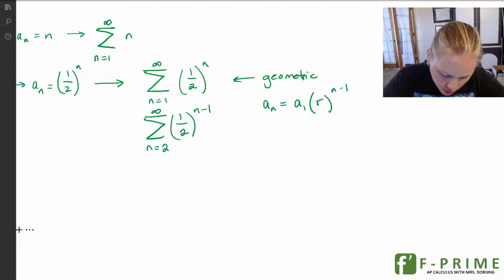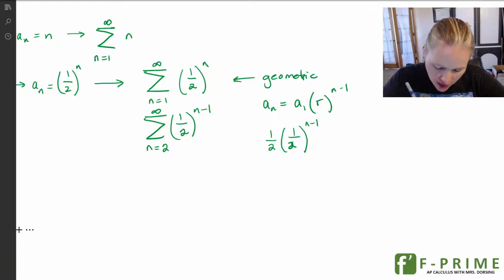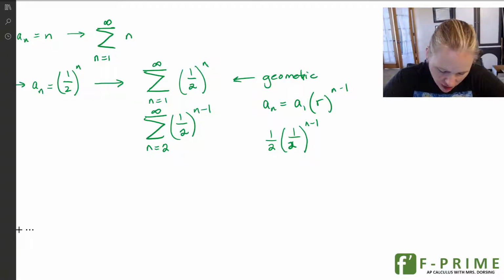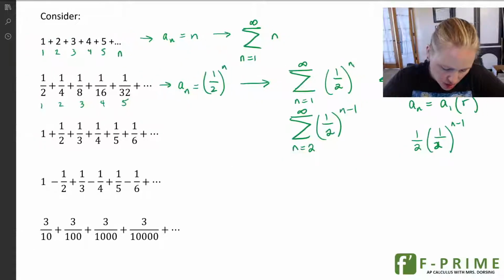You could also pull out a 1/2 and say, oh, it's 1/2 times n minus 1. And then you could also do it that way. There's lots of things that you could do to make it look more like that series or that sequence rule that we learned. You'll just have to play around with it. But the best way to make sure that you're doing it right is when you plug that first value of n in. If n is 2, 2 minus 1 is 1. 1/2 to the 1 power matches with that first term.